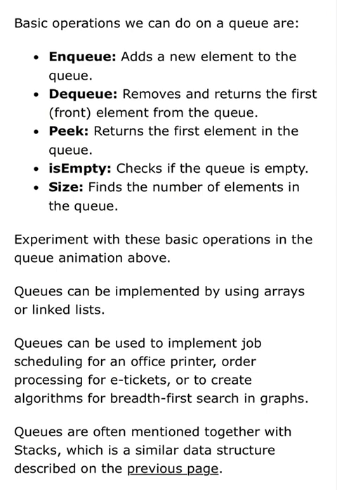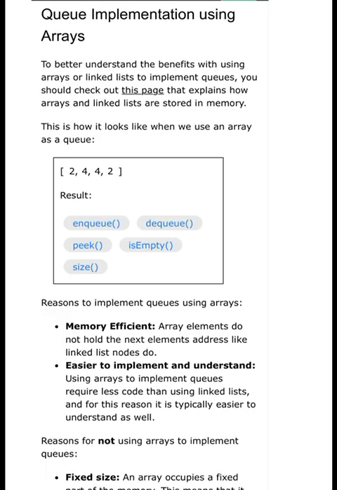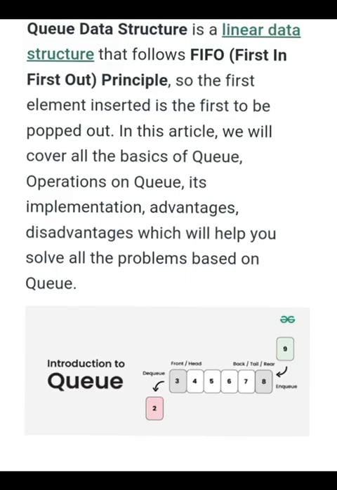Queue data structure is a fundamental concept in computer science used for storing and managing data in a specific order. It follows the principle of first in, first out, where the first element added to the queue is the first one to be removed.